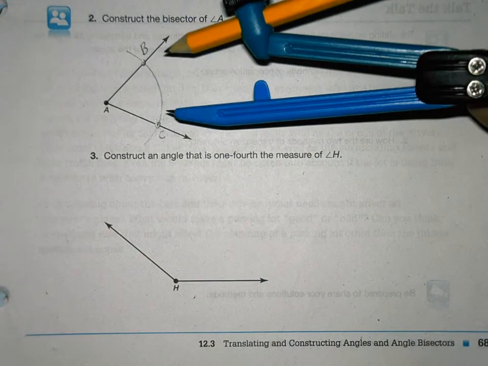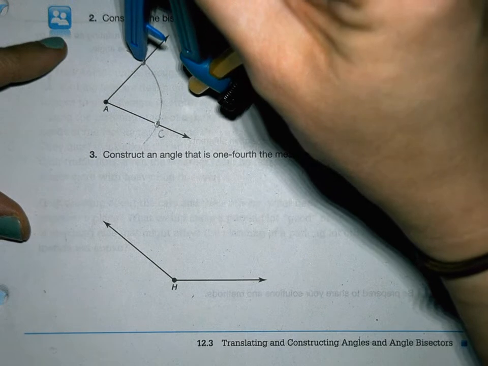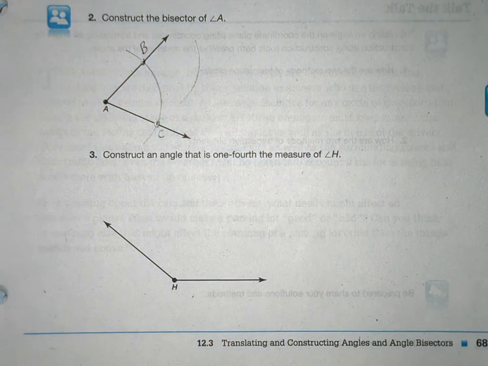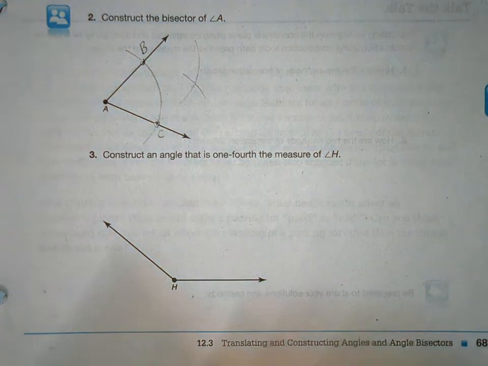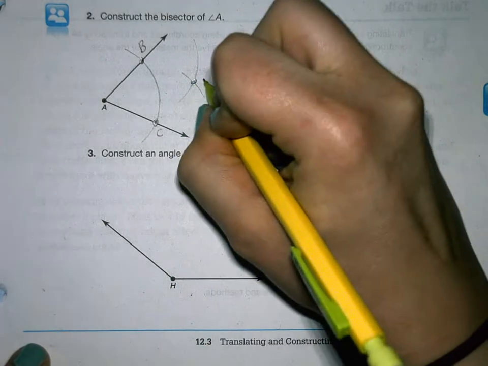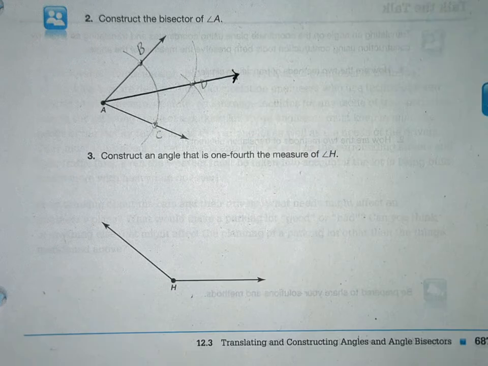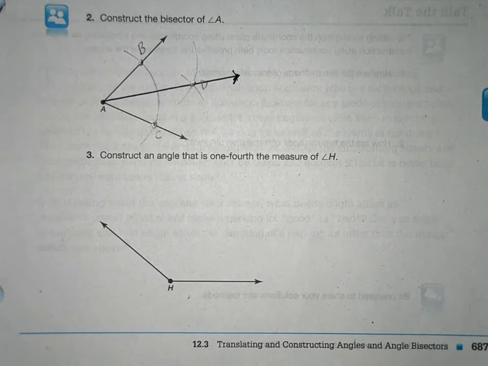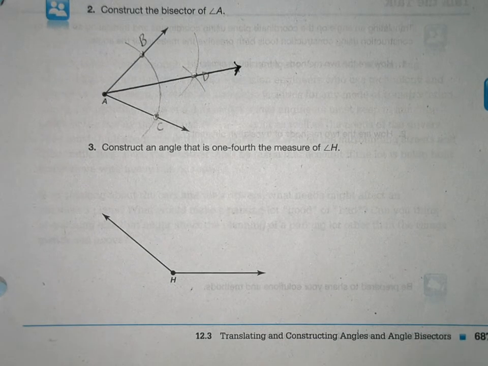Now, I'm not going to move my compass at all. I'm just going to keep it the same size. So let's put our compass on point B and construct another arc. And this time it's very important to not move your compass at all. So put it on point C and construct another arc. And this point of intersection, let's call it D, is going to be where we make our bisector. So the ray going through A and D bisects my angle A. These two angles are both the same measure. So let's keep that up, and let's now look at number 3.